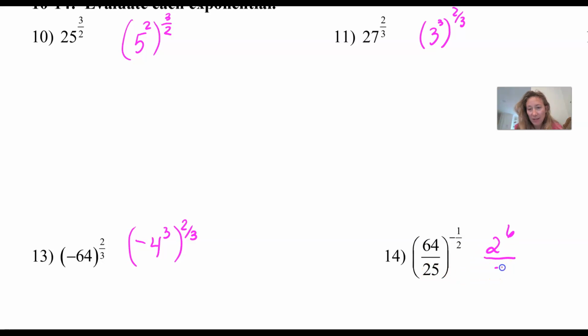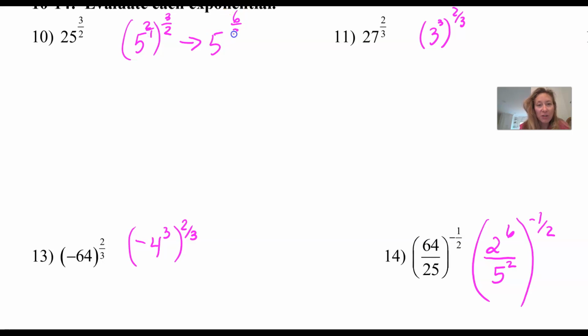25 I'm going to write as 5 to the 2nd, and all of this to the -1/2. I'm just writing them with their base powers as practice, so you can easily translate to the base power and do it this way too. So now I multiply the exponents. I always change it to a fraction. It's going to be 5 to the 6 over 2, which is 5 to the 3rd. And I'm going to write that as a one value, which is 125.